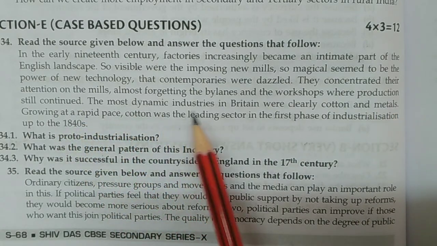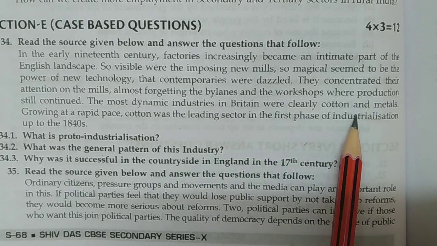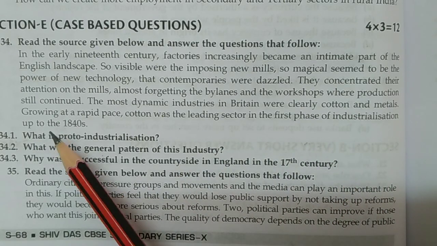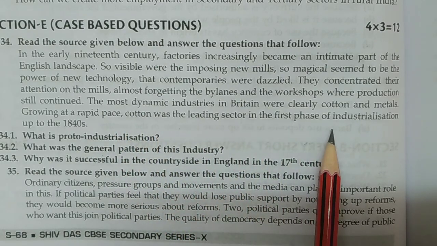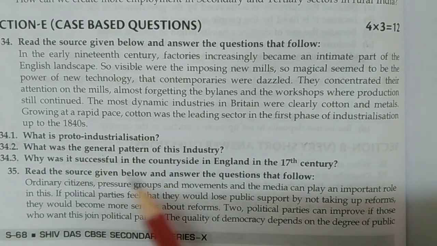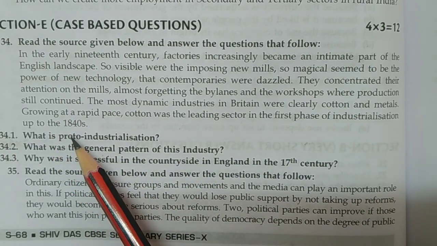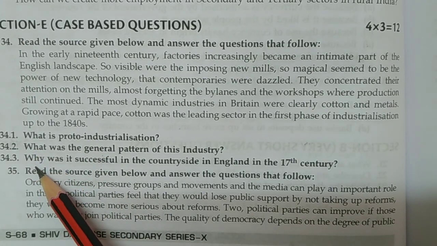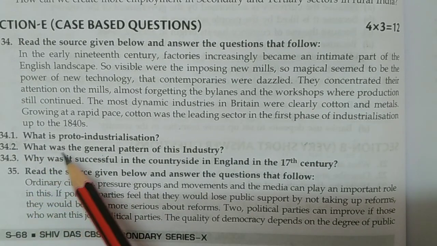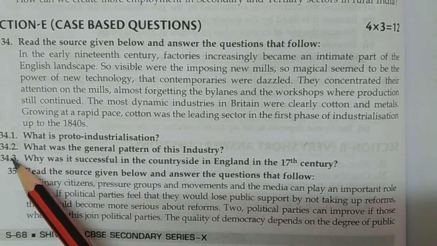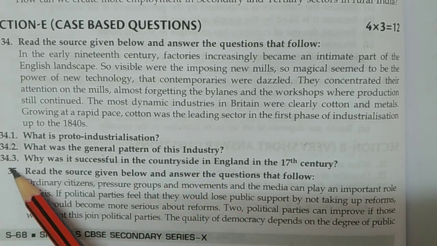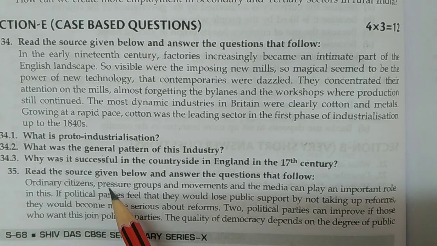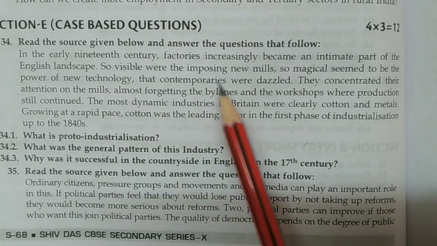The most dynamic industries in Britain were clearly cotton and metals. Growing at a rapid pace, cotton was the leading sector in the first phase of industrialization up to the 1840s. There are 4 options given, and you can easily find the answer on industrialization. Question 34.2 asks what was the general pattern of this industry. Question 34.3 asks why it was successful in the countryside in England in the 17th century. You can find all these answers from this passage.